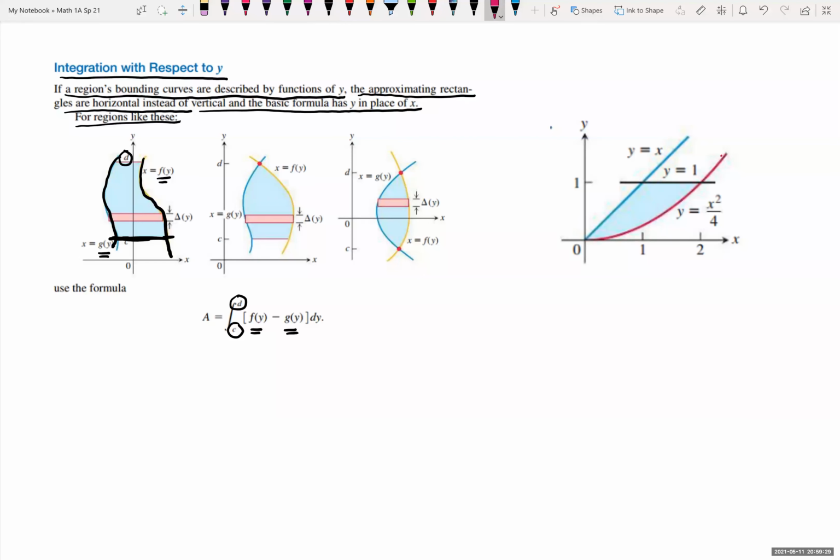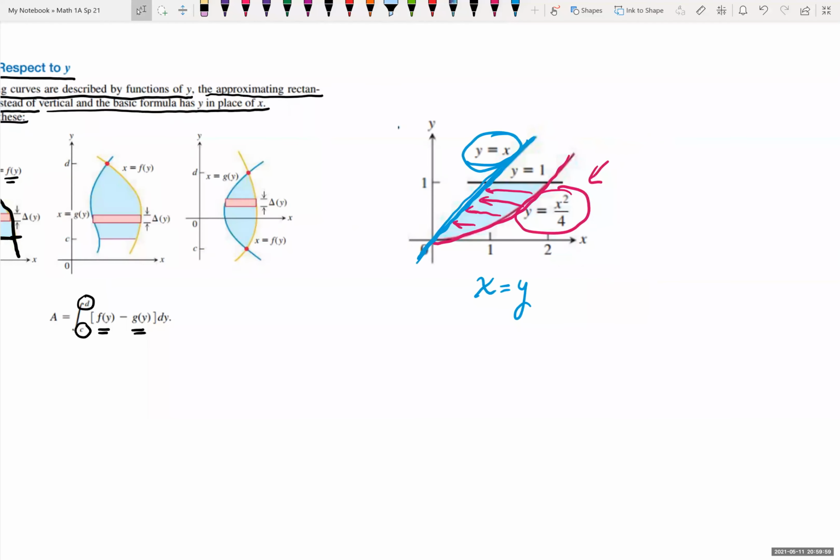Notice that I can look at this function and do it this way. That's my upper function minus my lower function, which is this. But because it would be in terms of y, well, this function x is already in terms of y, x equals y. I just need to do a little bit of manipulation in this case. I need to rewrite x in terms of y. So let's solve for x really quickly.